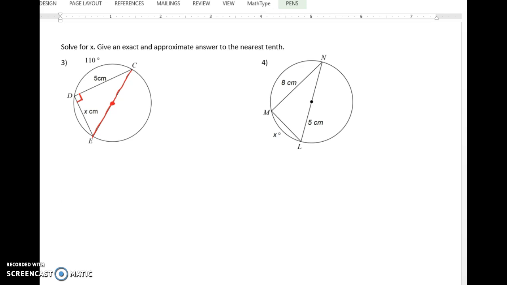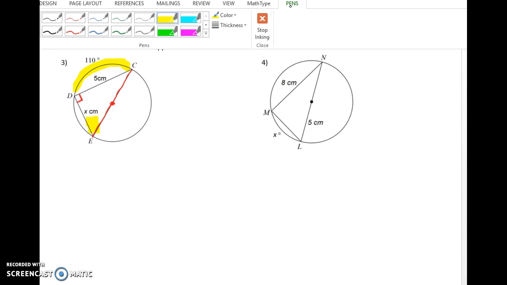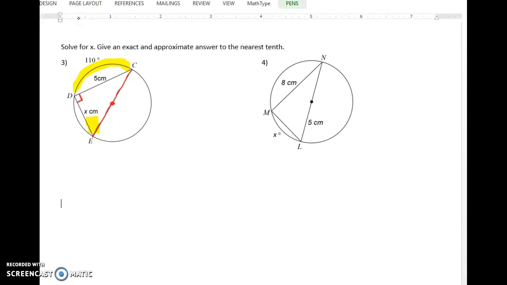Okay, so if angle D is a right angle, then I can use trigonometry to solve for x. So the first thing I'm going to need to do is figure out an angle. So if this arc here is 110, then that means that this angle is going to be 110 divided by 2. So that angle then is going to be 55 degrees. Okay, and that's because this angle opens up to that arc. So now that I have 55 degrees, I'm going to label my triangle based on that 55 degrees.